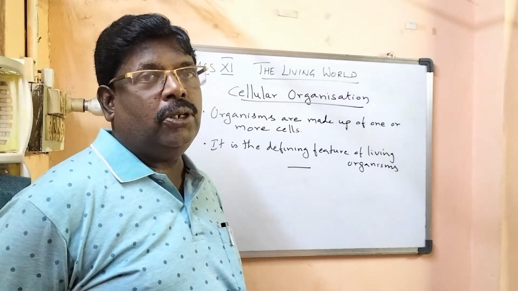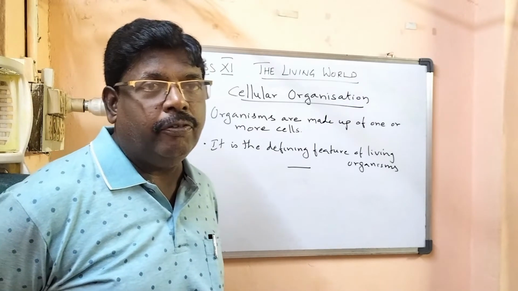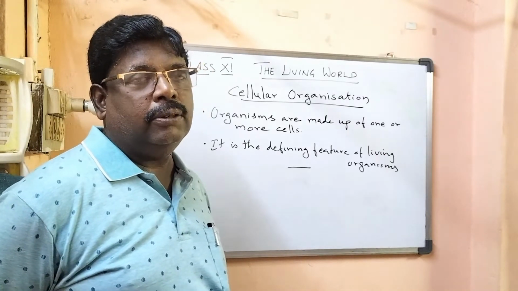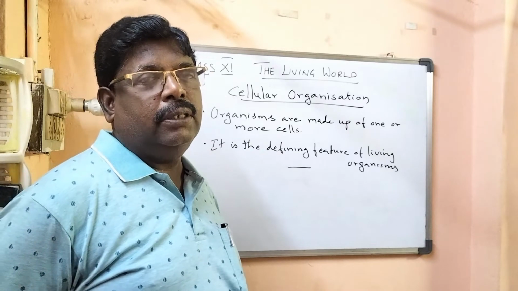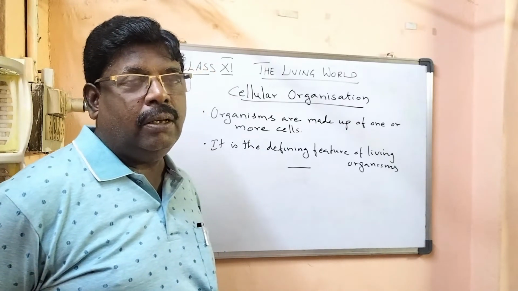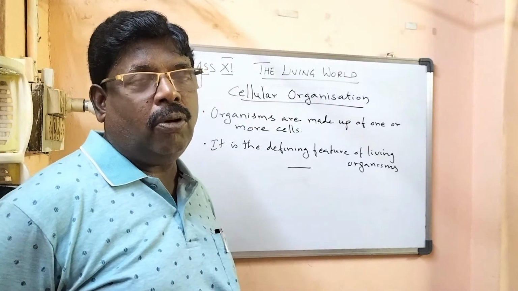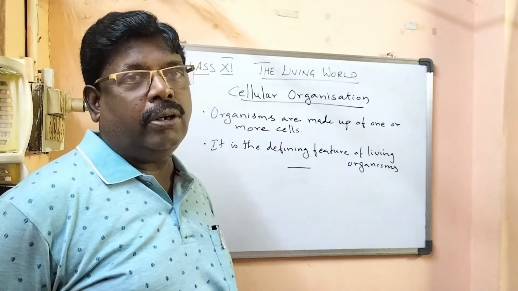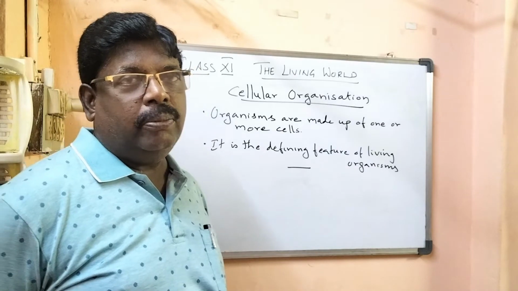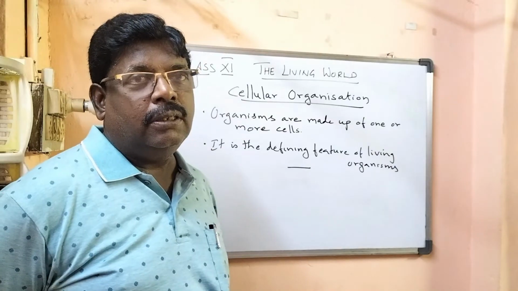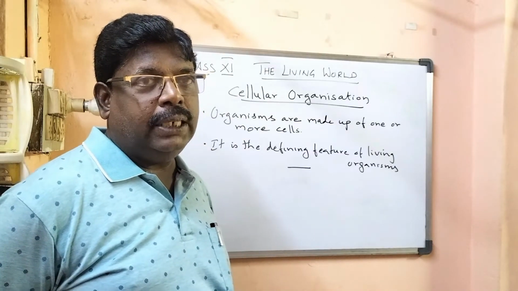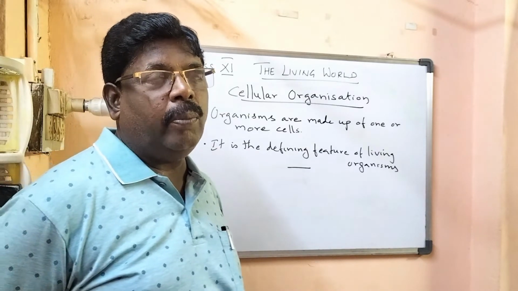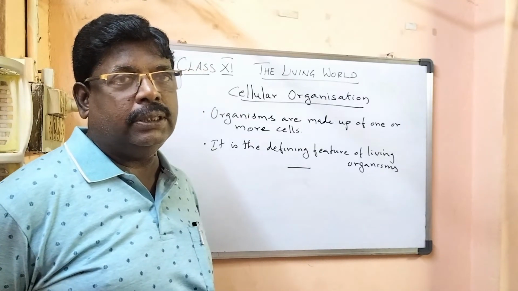And we have multicellular organisms, organisms that are made up of more cells. So unicellular is simple, multicellular is complex. Unicellular organisms are primitive, multicellular organisms are advanced. So based on this, the character of the living being is defined. It's again a defining property of living organisms.